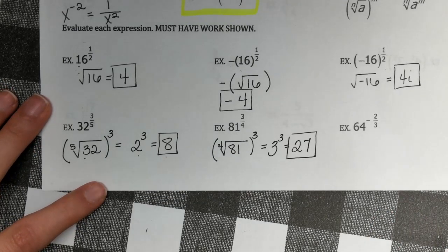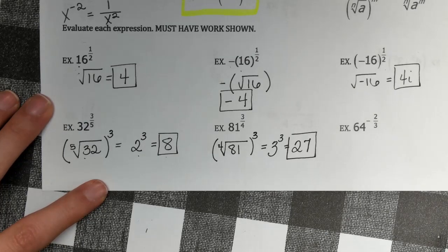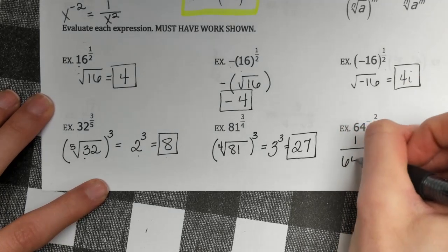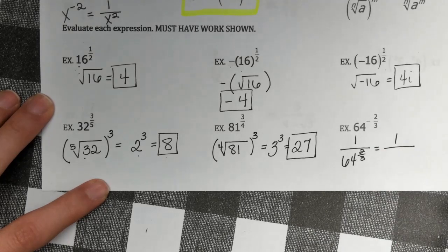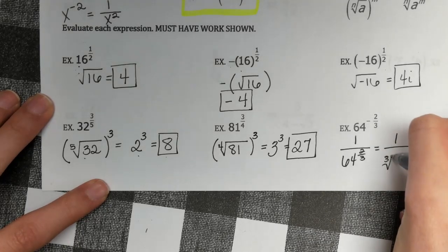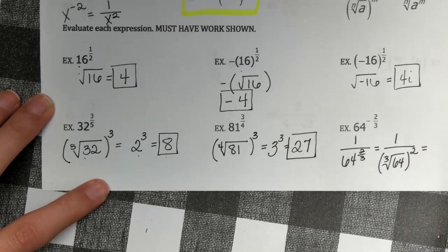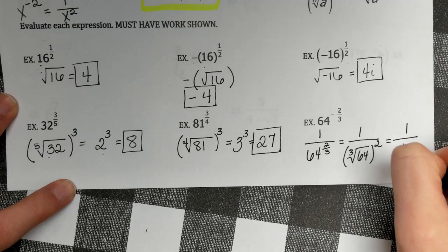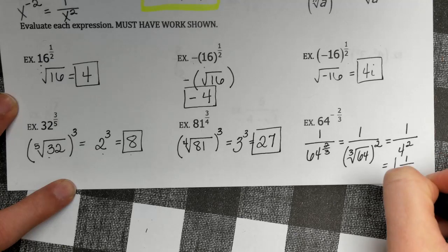Y'all good so far? Alright, now I have 64 raised to the negative 2/3. So it's going to be 1 over 64 to the 2/3. So I'm going to rewrite my denominator. It's the cube root of 64 raised to the 2nd power. So 1 over, what's the cube root of 64? So 1 over 4 squared, which is, so 1 over 16.